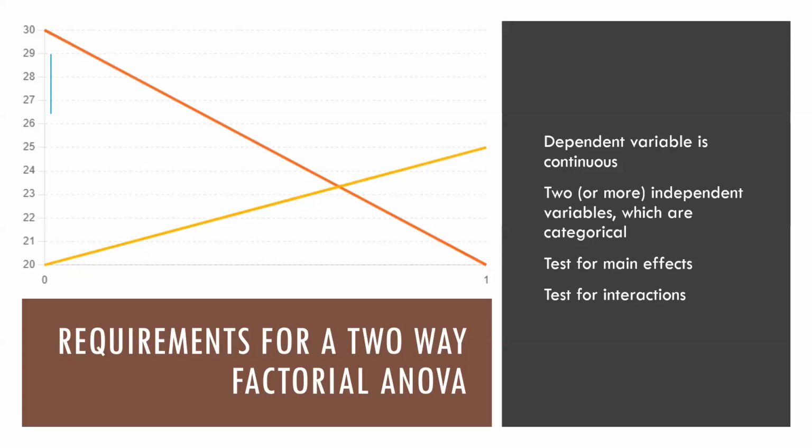With an interaction, what you're looking for is, did these 2 lines cross? Did one variable impact the other variable? And that can be a very interesting type of research to look at. So in all of these different statistical methods, you can test for main effects, but you should also test for interactions.